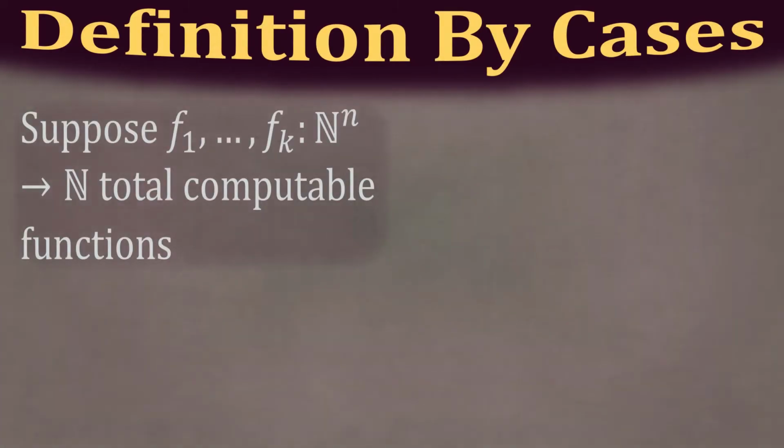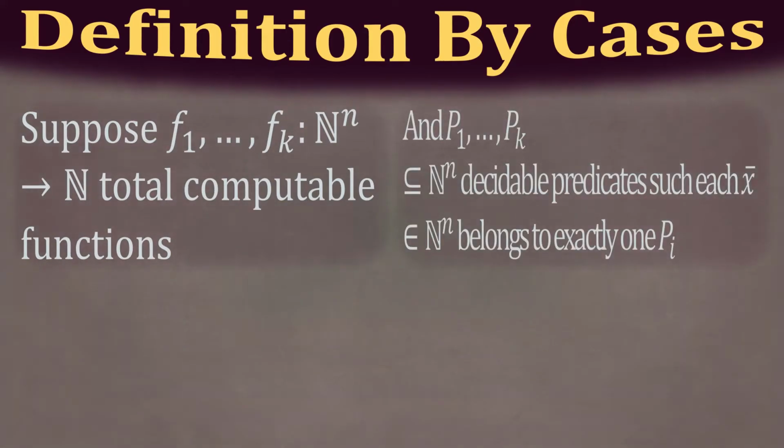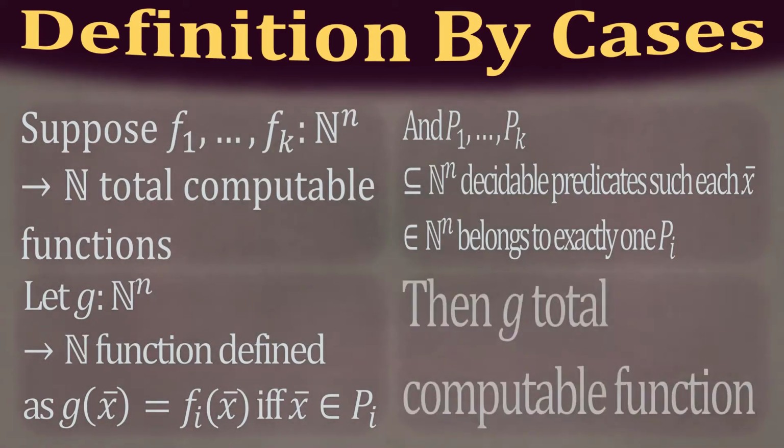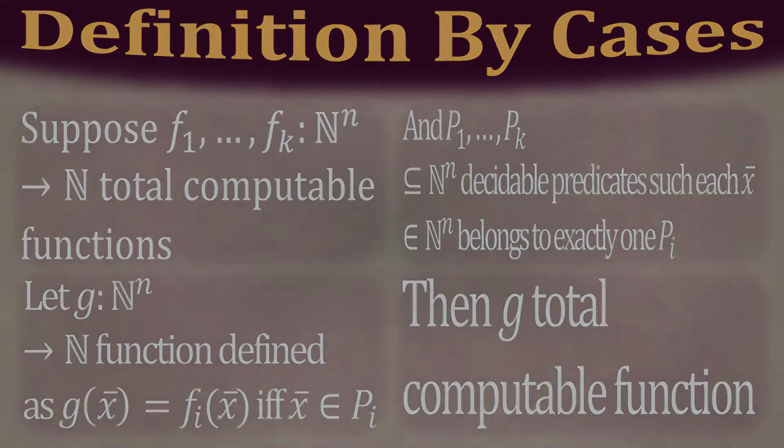Now let's discuss definition by cases. Suppose f1 to fk from the naturals to the n to the naturals are total computable functions, and p1 to pk are subsets of the naturals to the n which are decidable predicates such that each x bar in the naturals to the n belongs to exactly one pi. Let g from the naturals to the n to the naturals be the function defined as g of x bar equals fi of x bar if and only if x bar is in pi. Then g is a total computable function.